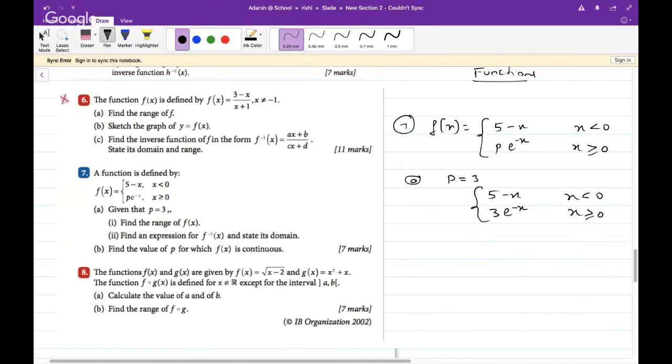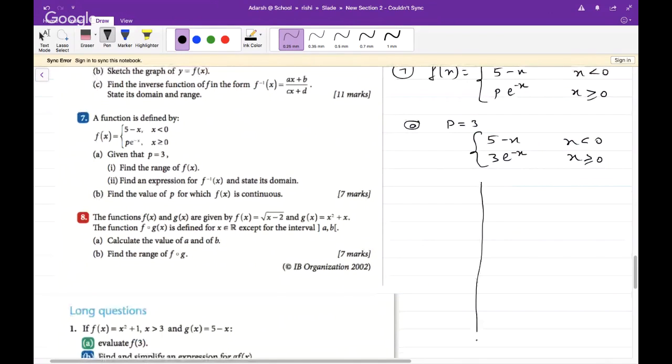Now 5 minus x is a linear equation. When x is less than 0, the function is a straight line whose slope is negative 1. The negative 1 slope is something like this, and it cuts the y-axis at 5.